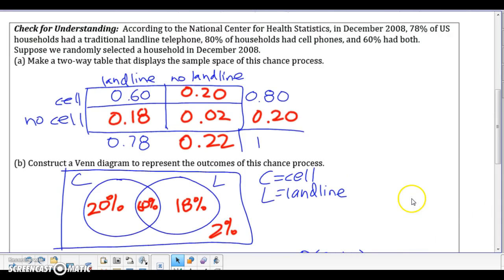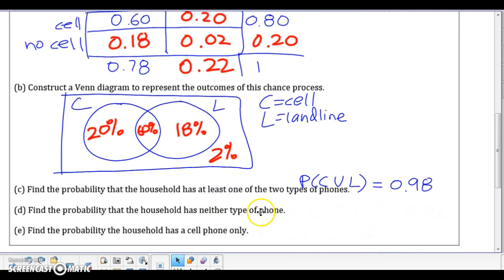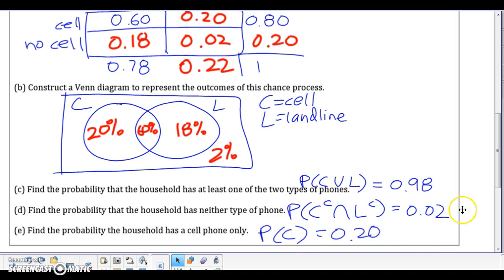The difference is if you did it using the 80 plus the 78 minus the 60, you didn't actually even need the diagrams you made in part A and B. The probability that they have neither, of course, is going to be either this cell on your table or this region on your Venn diagram, which you should get 2%. And the probability that they have only a cell phone would be people who have a cell phone only, do not have a landline. So that's this area of the Venn diagram here, or this cell of your two-way table here. Either way, you should get that same answer.